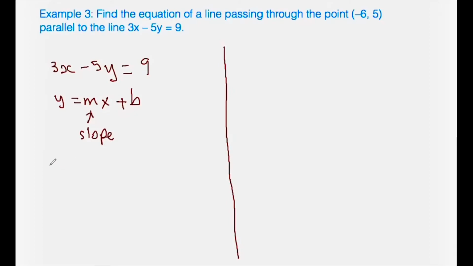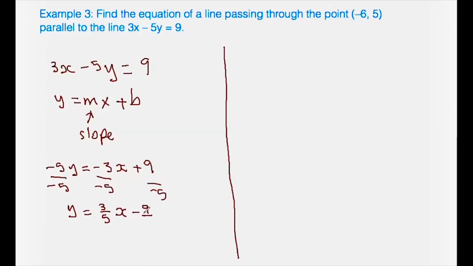To do that, I'm going to move the 3x to the other side. So I have negative 5y equals negative 3x plus 9. Then divide both sides by negative 5. Therefore, y equals 3 over 5x minus 9 over 5. What I really need from this equation is this part right here, which is the slope.